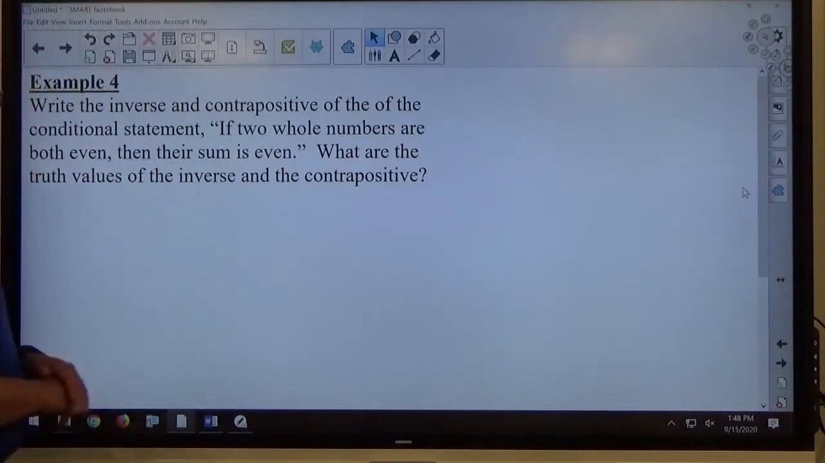All right, example 4. It says write the inverse and contrapositive of the conditional statement. If two whole numbers are both even, then their sum is even. What are the truth values of the inverse and contrapositive?